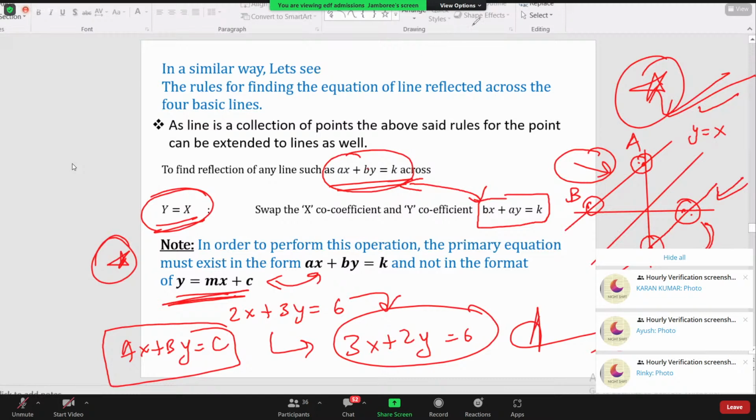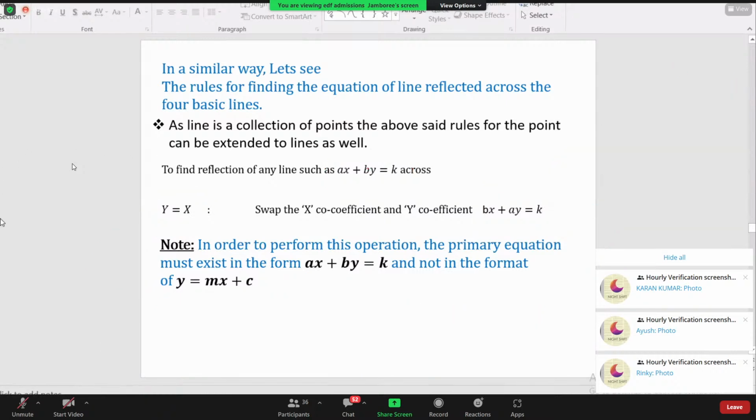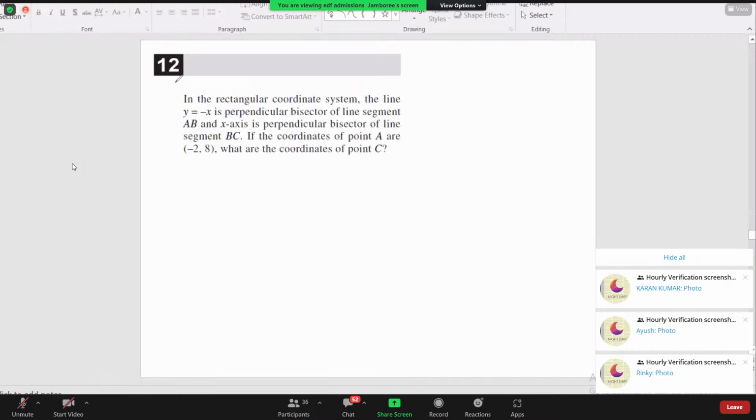Okay, guys, moving on. Let us try out a question based on it so that we get a confirmation that what we are discussing is okay and clear. So guys, first of all, try out this question and post your answers in the chat box.